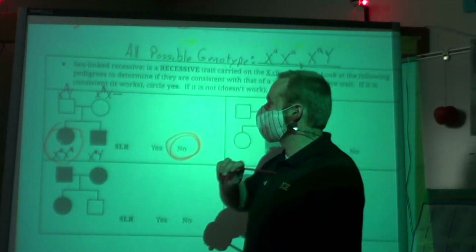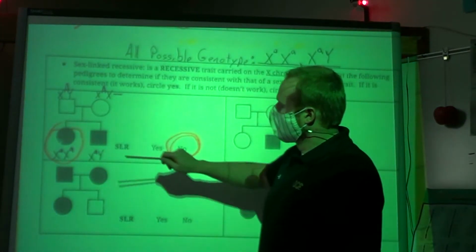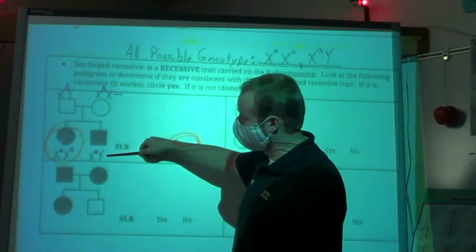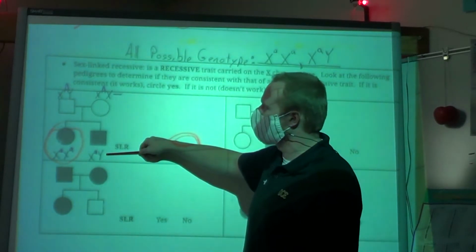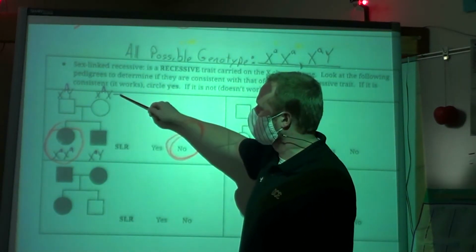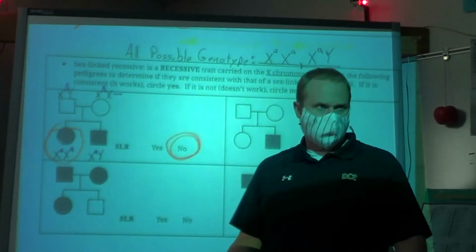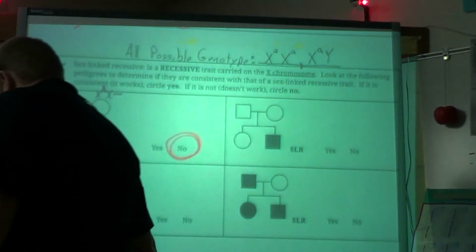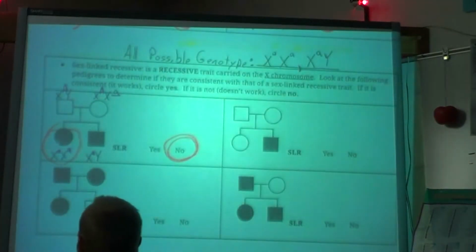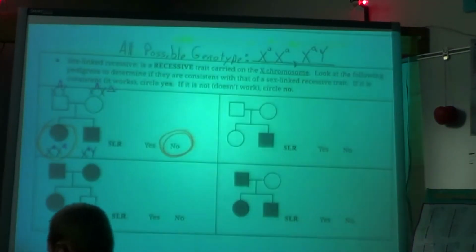Is this son possible to be born? Well, where did that Y chromosome come from? The son's Y chromosome came from Dad, because Dad's the only one who has a Y. Is it possible that Mom gave an X little a? Yeah, if Mom was a carrier and was X big A, X little a.